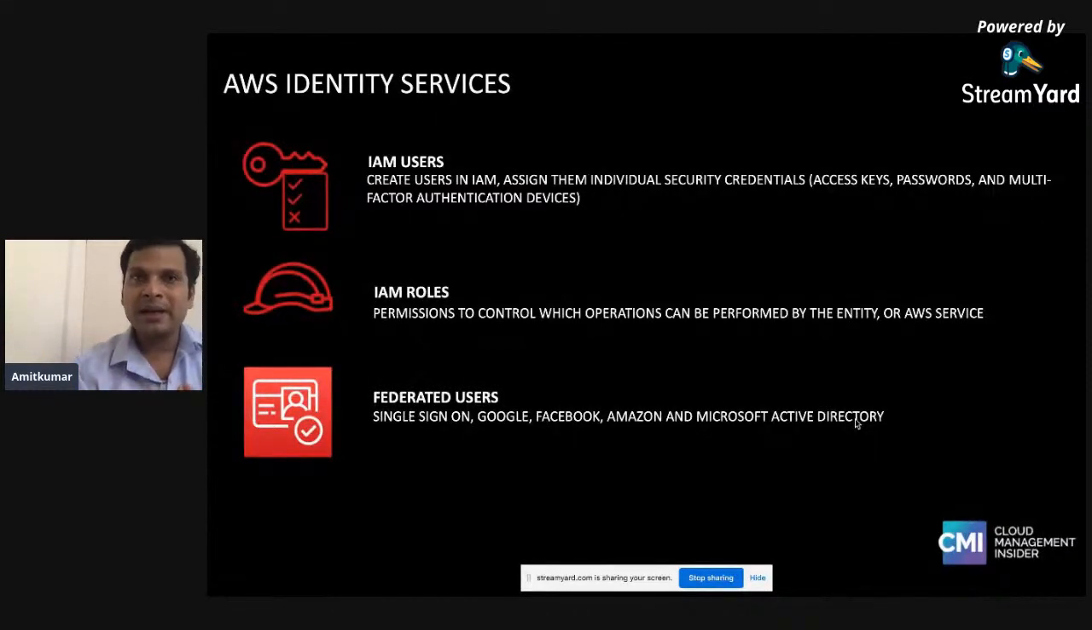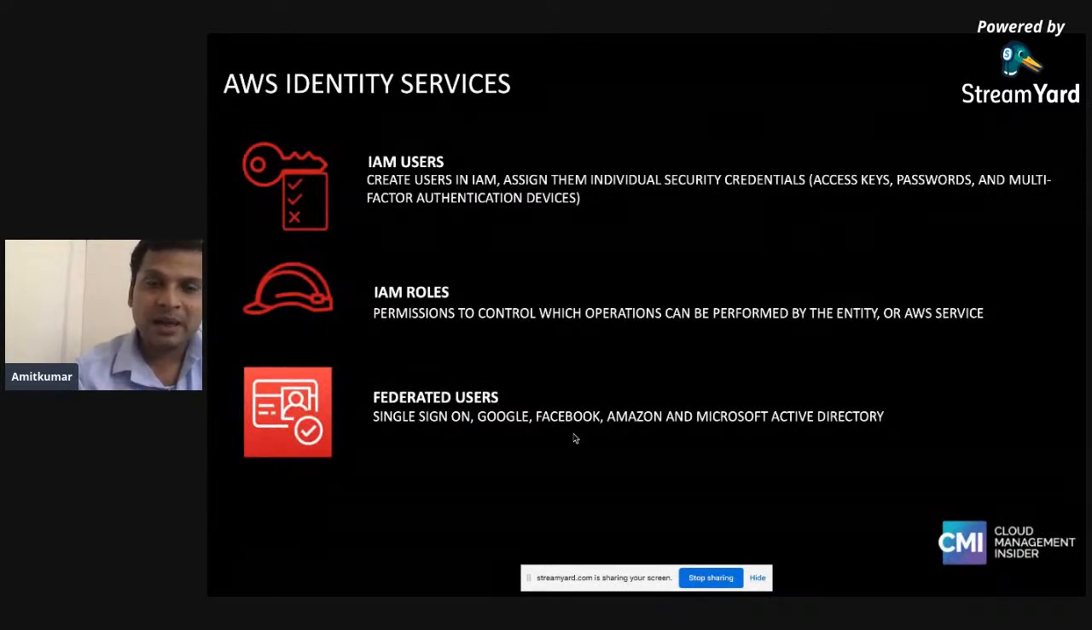Nobody wants to create hundreds of passwords for 100 different applications. Single sign-on is the easiest way to get yourself connected to various applications. So AWS allows federated users to log in to the application. That has to be enabled. There are services like Cognito that allow you to do such kind of federated access mechanism.